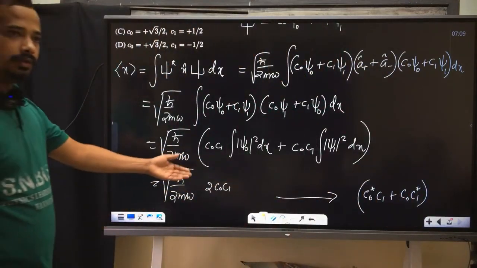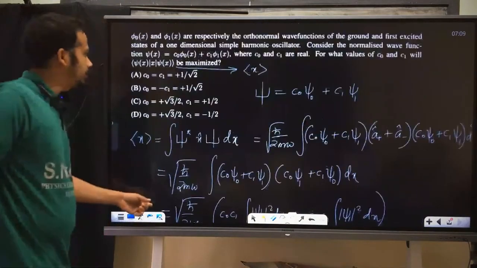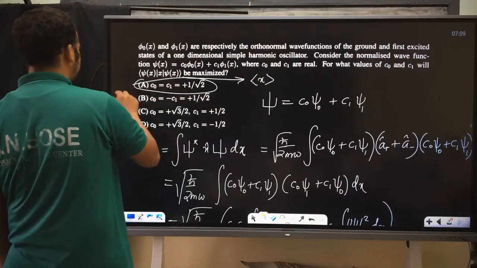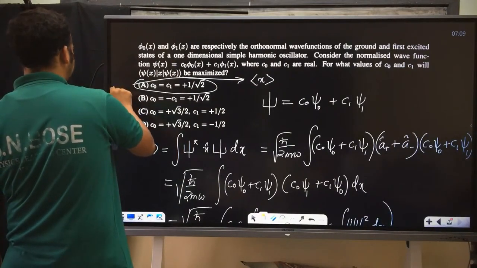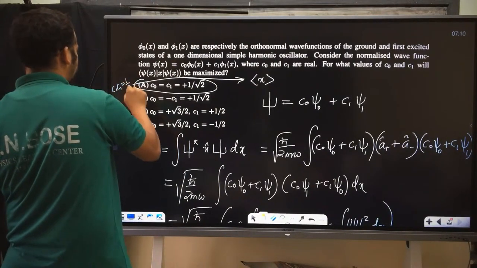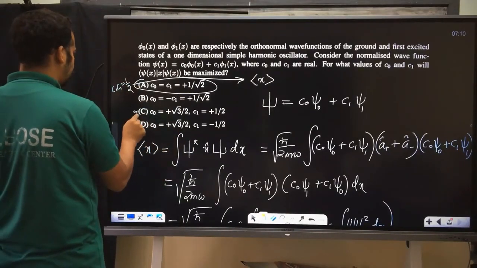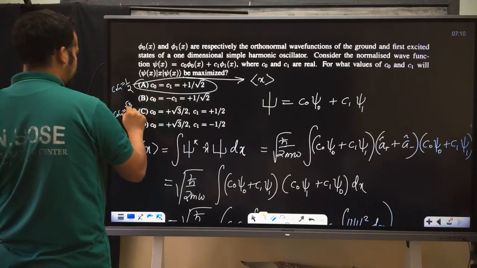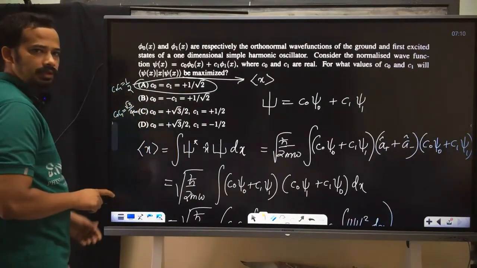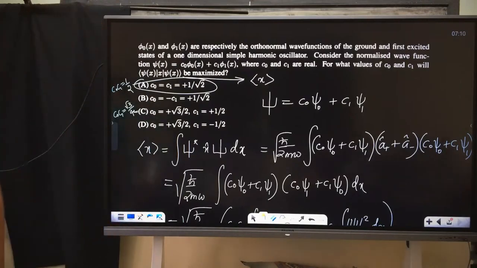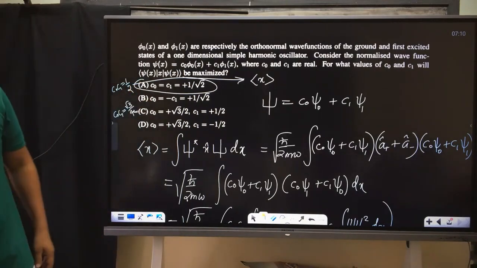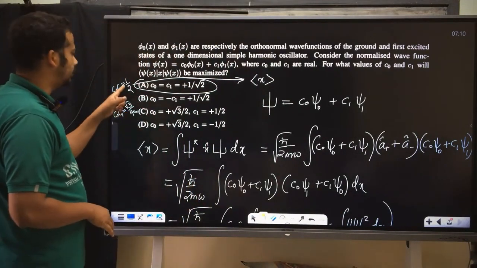Now, for which values of C naught and C1 is this highest? Option A, C naught equal to C1 equal to 1 by root 2, gives C naught C1 value 1 by 2. For this one, C naught C1 value is root 3 by 4. Which one is higher? 1 by 2 is higher, am I right? Option A is right. 0.43 versus 0.5.